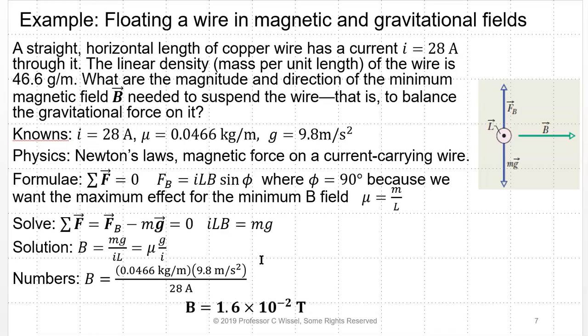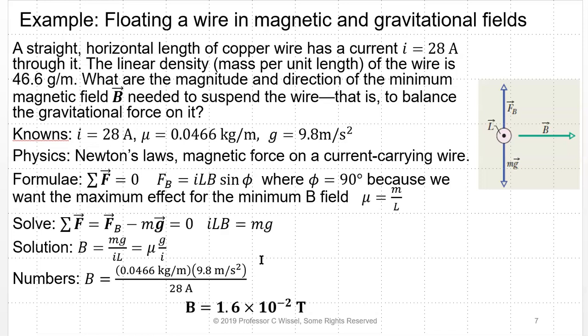The physics of this is Newton's law, magnetic force on a current carrying wire. The formula is a force balance, so the summation of forces equals 0. So we can say that FB equals ILB sine phi, where phi is, of course, 90 degrees, because we want to have the maximum effect from the minimum magnetic field. And mu, which is the linear density, is just m over L. So then we solve: the summation of forces has to equal FB minus mg, which has to equal 0. And we can rewrite that as ILB equals mg. We can solve this for B equals mg over IL, or mu times g over I.